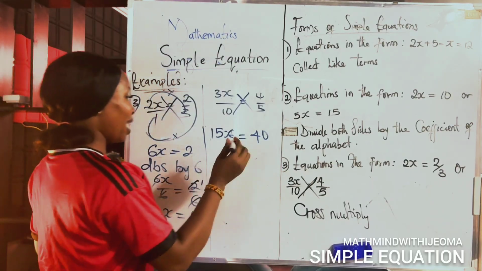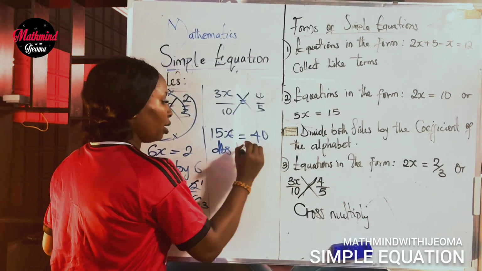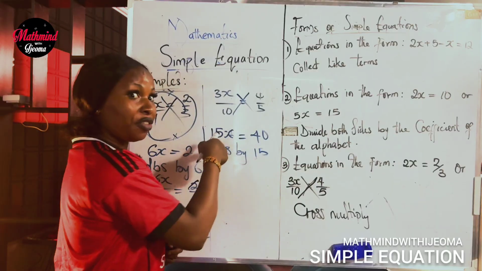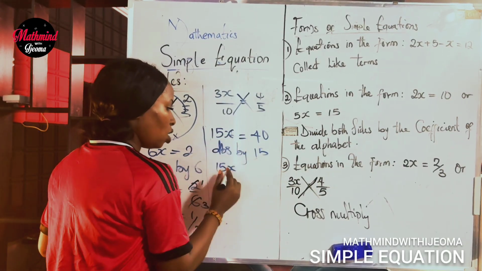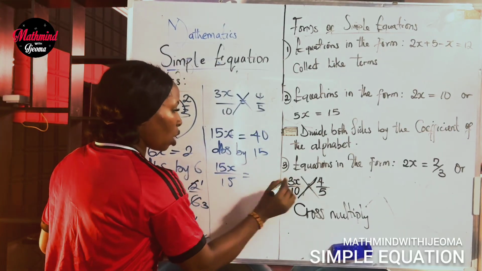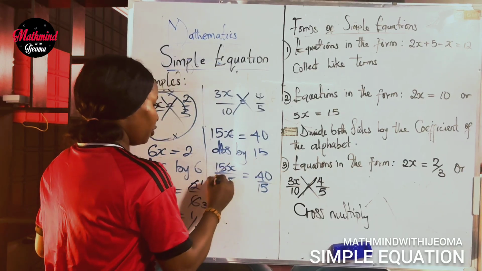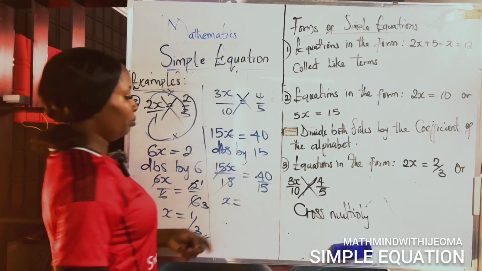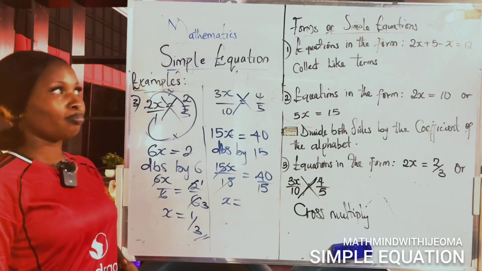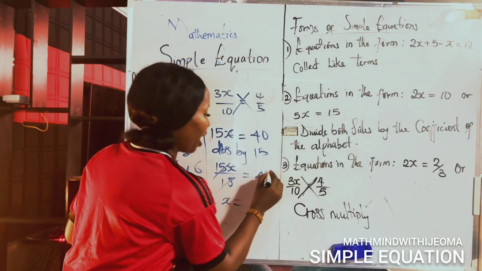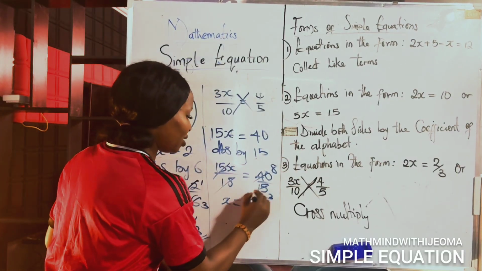So divide both sides by coefficient, which is what? 15. So we divide both sides by 15, which is the coefficient of x. So we have 15x over 15 equal to 40 over 15. 15 will cancel 15. X is equal to, something can divide 40 and 15 without remainder. What's that? 5. So 5 here, 8, and 5 here, 3. So we have 8 over 3.